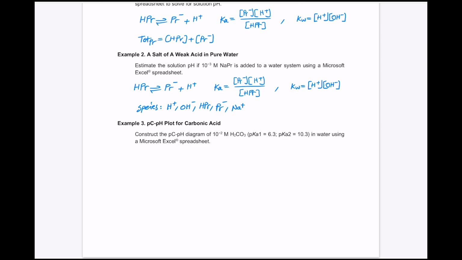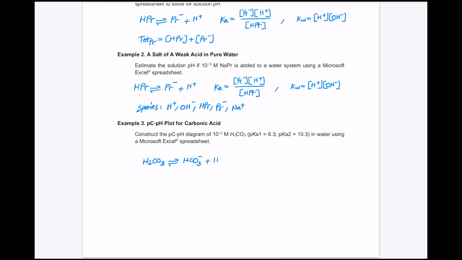So the third example is asking us for the PC-pH diagram for carbonic acid, something that we did in the previous lecture. But something that we didn't do in the previous lecture was evaluating the pH when 10 to the minus 2 molar of carbonic acid is added to the solution. Here we also want to do the calculation of the solution pH in addition to that PC-pH diagram. Similar to what we talked about in the previous lecture, carbonic acid is a diprotic acid, so it goes through two acid-base reactions.